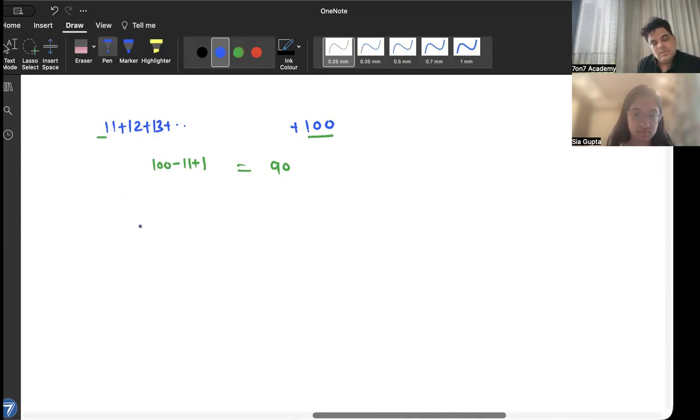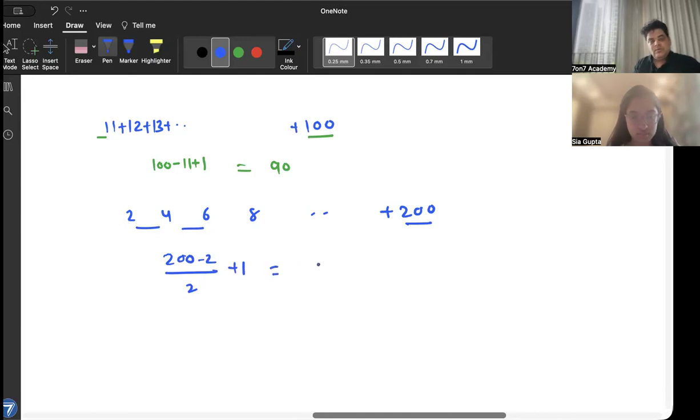Okay, fine. So if the difference is not 1, suppose I have 2, 4, 6, 8, and I want to find out how many terms are there, what will you do, beta? Here you do last minus first, that is 200 minus 2, then divide by the difference. Difference is 2, the difference of consecutive terms, plus 1. So 100 only. Agree? So to find out how many terms there are, you write last minus first, divided by difference, plus 1. That's how you do it, and that gives the number of terms.